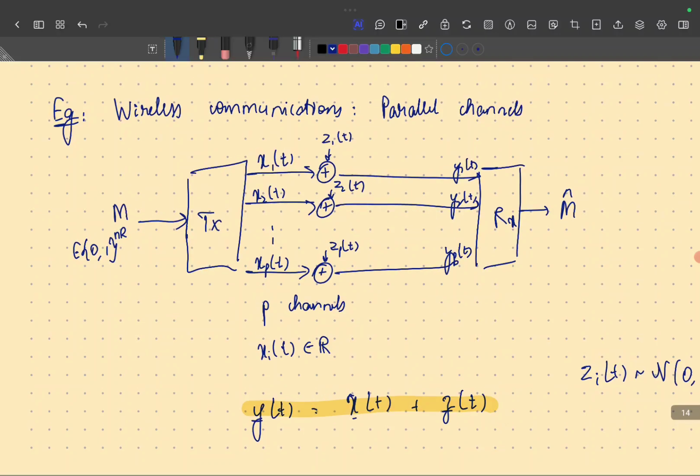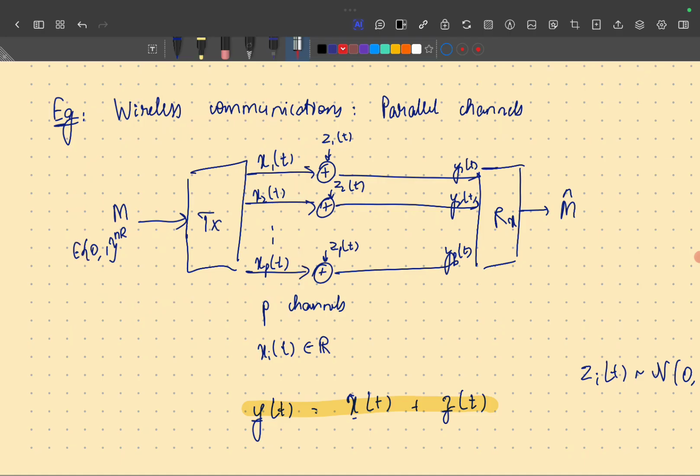What is xi of t? It is a real number that is transmitted in the ith channel at the tth time instant. How are you converting the binary thing to a real number? Typically there is something like a digital to analog converter that converts these bits. Of course, there are a lot of other processes that are done before. So how you get xi of t from m, I'm not specifying yet. But this describes a general communication setup for this particular channel.